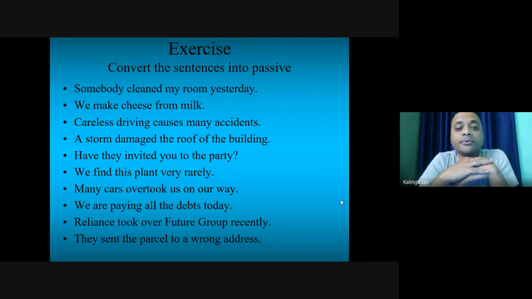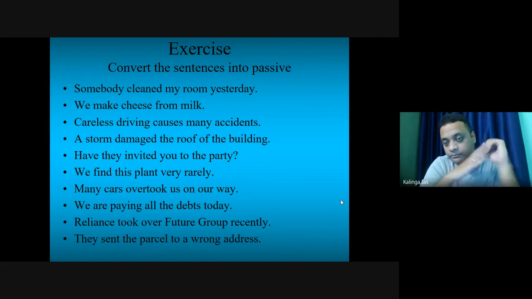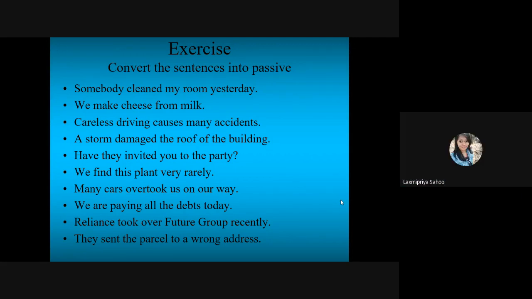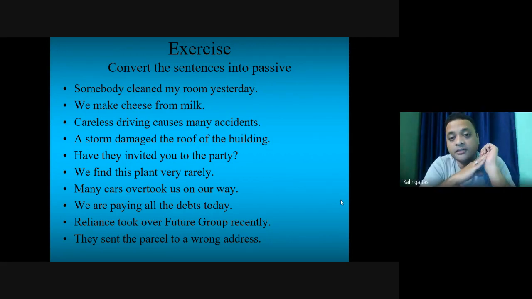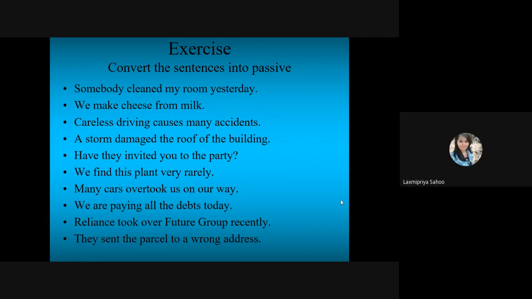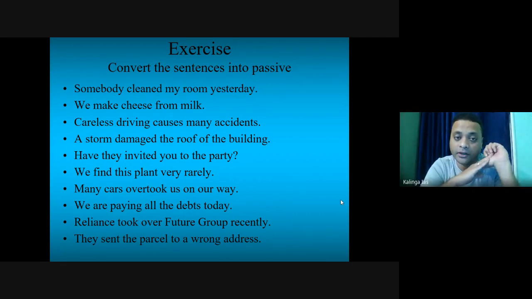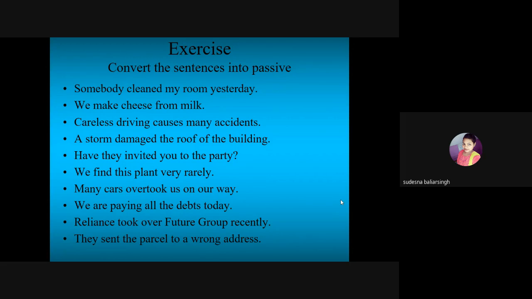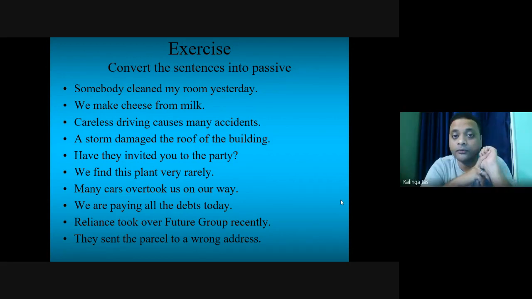We make cheese from milk. Cheese is made from milk. Okay, from milk you must say. By us you can leave out, but from milk you must say.